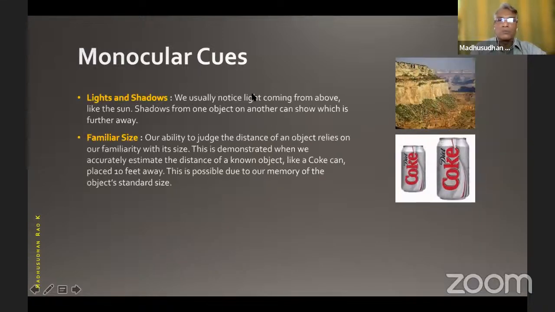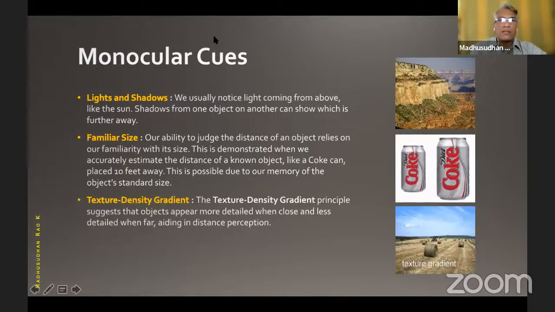Now, same thing, different terminology. Anyway, you will understand. See, lights and shadows. Lights and shadows, we usually notice light coming from above, like the sun. Shadows from one object on another can show which is farther away. See, because of the light, we can see they are very close and clear. Those whose shadows can be seen are very far away. That is what it meant.